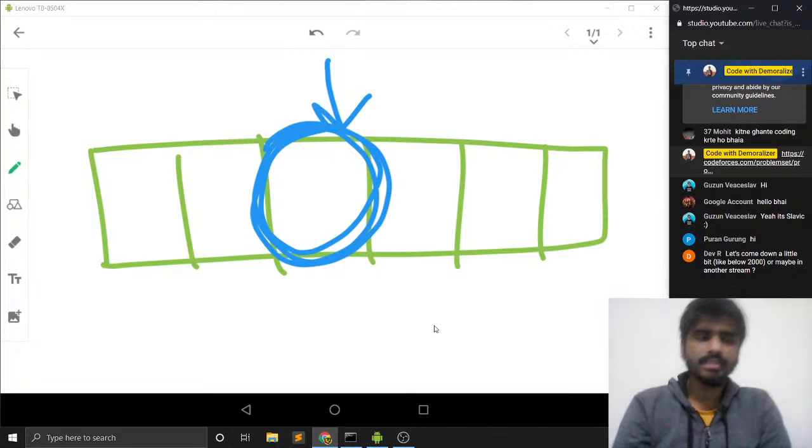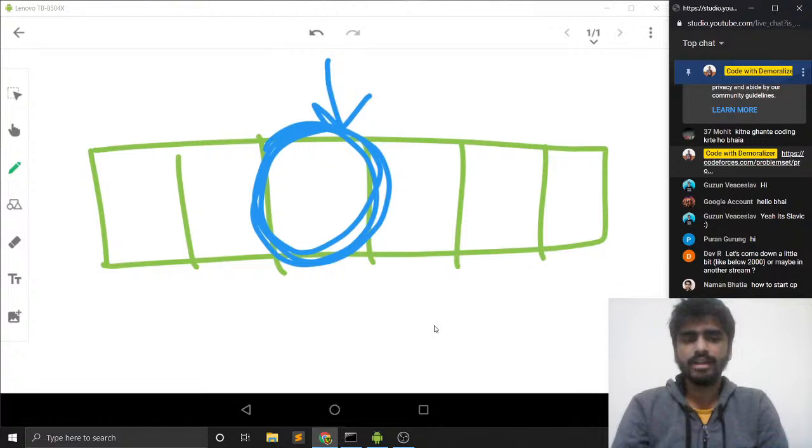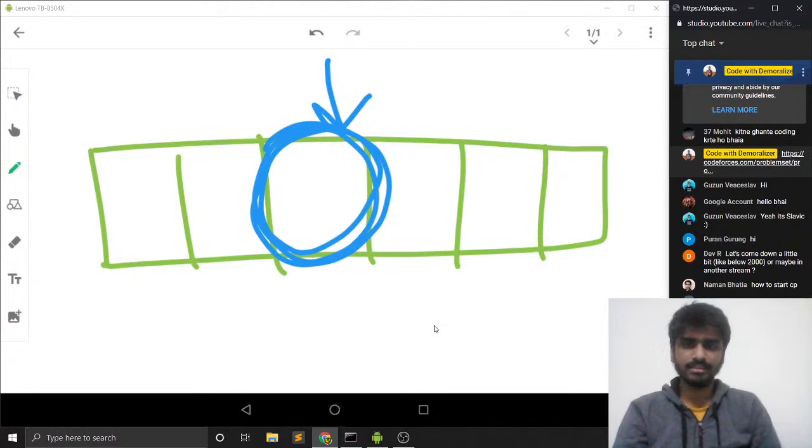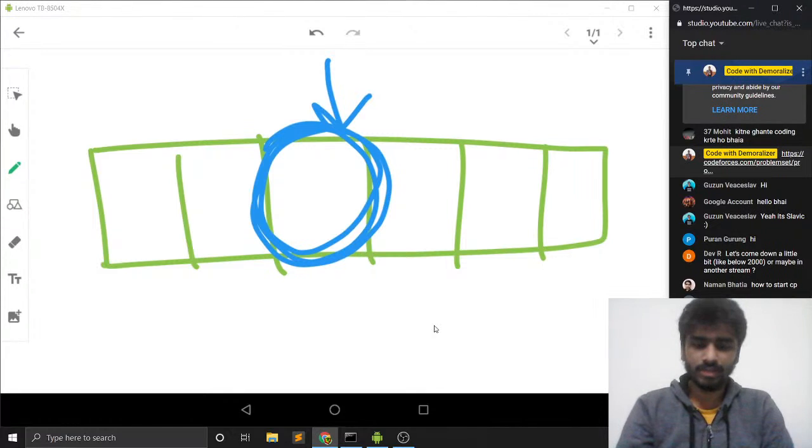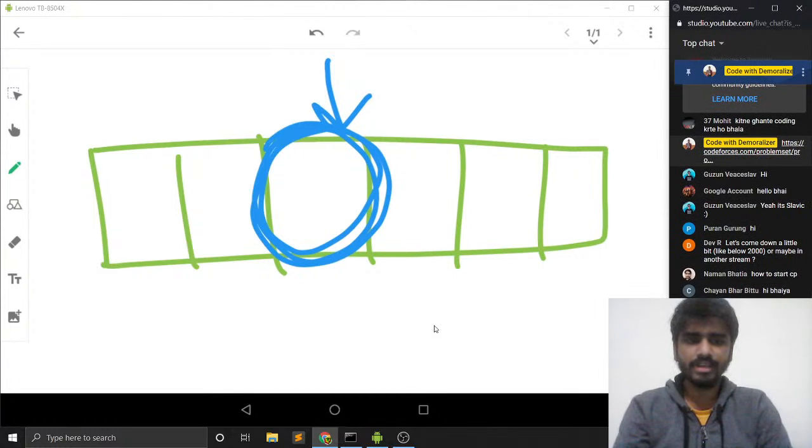In some other stream, I'll definitely try to solve problems below 1500 or even below 2000, all of those difficulties. But right now, this is my personal practice. 2200 is the range at which I practice on my own, so that's what I'm doing right now. Anyway, I did it late at night because I wasn't expecting too much audience. So let's get back to the question.